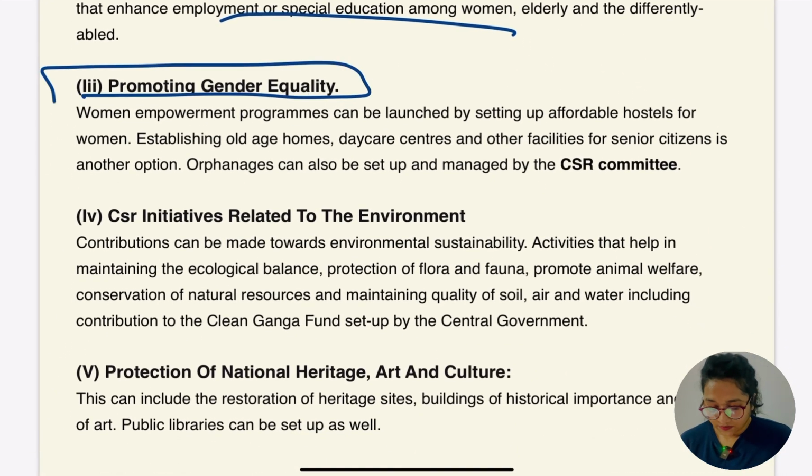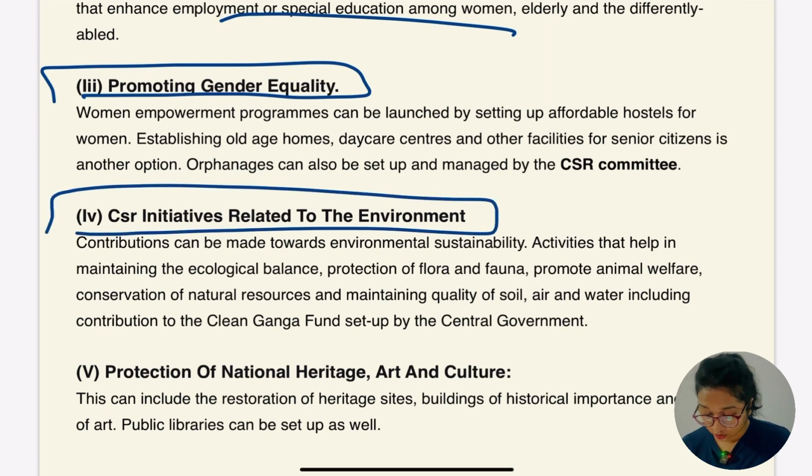Let's go to the other activity, which is promoting gender equality, which means women empowerment and all. Let's go to the other CSR initiative related to the environment. As we all know, the waste which is discarded into the rivers is making the water polluted. It also affects flora and fauna, which means the environment. So the waste should not be directly discarded into the rivers. This is one of the measures to be taken by companies.